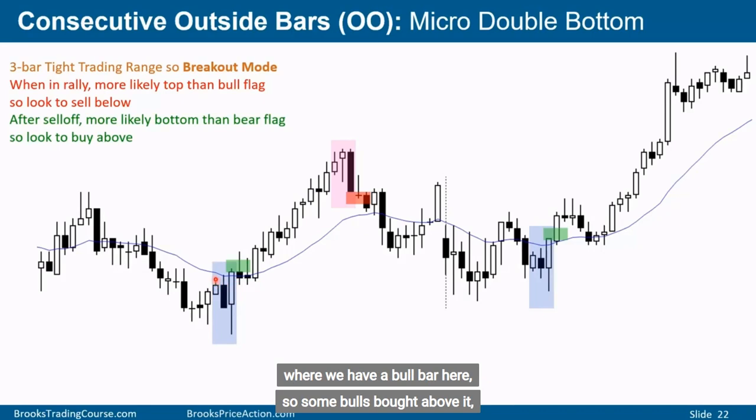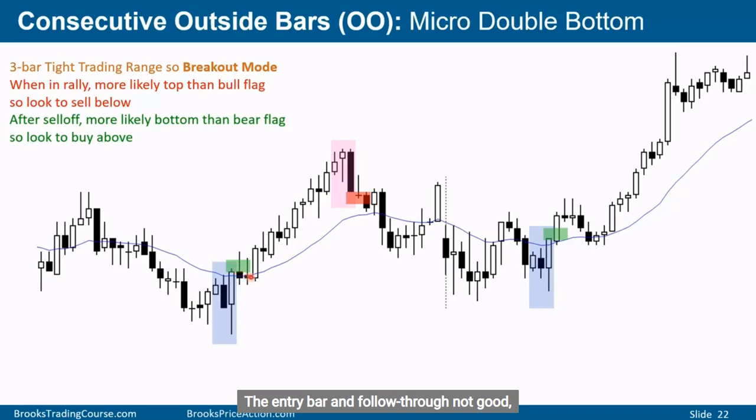so some bulls bought above it. And then we have a bear bar outside down closing on its low, some bears short below it. And now we have an even bigger bull outside bar closing on its high. That's a relatively high probability buy above that bar. The entry bar and follow through, not good.